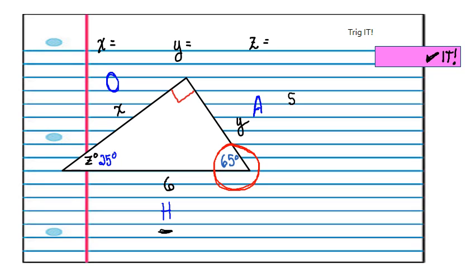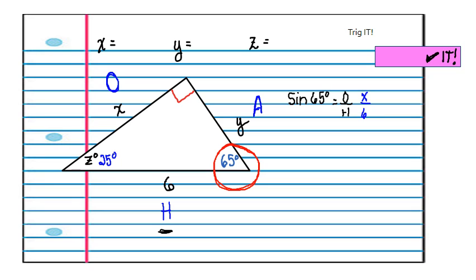And so I'm going to start the setup. Sine, target angle, 65 degrees, equals O over H, the opposite over the hypotenuse. And we're going to plug the values in. And our values are O is X, H is 6.